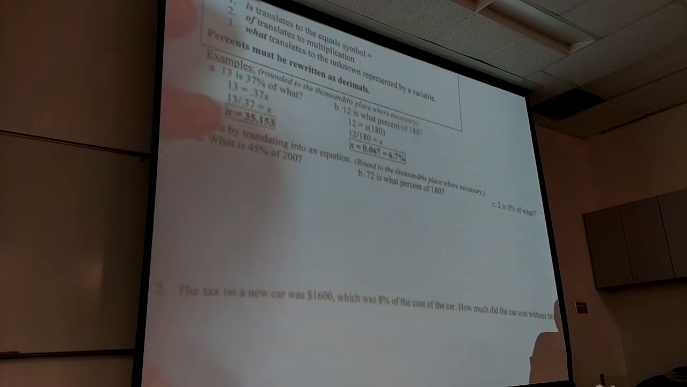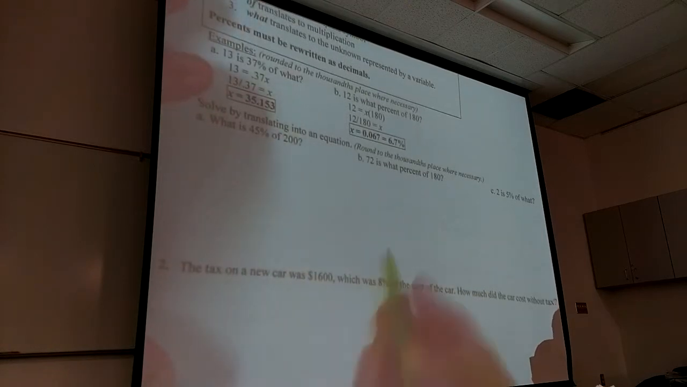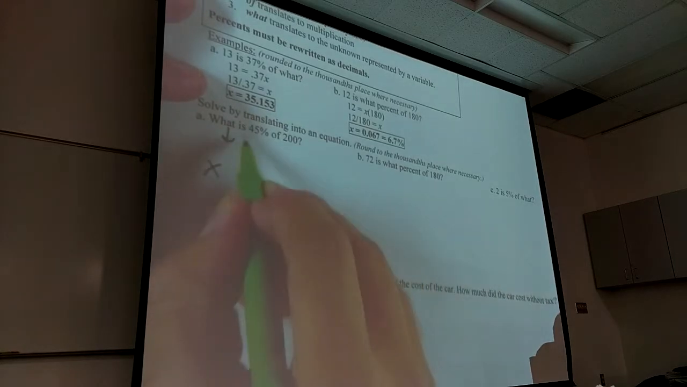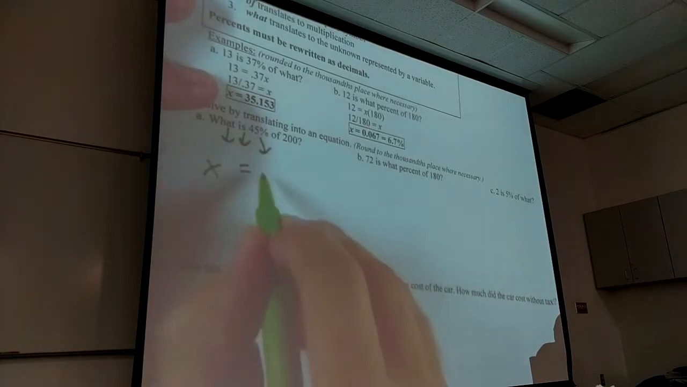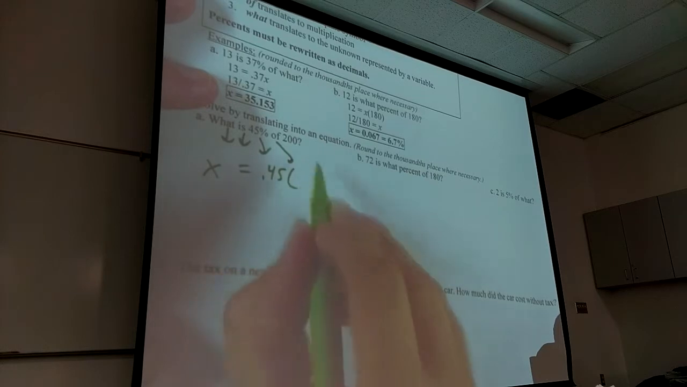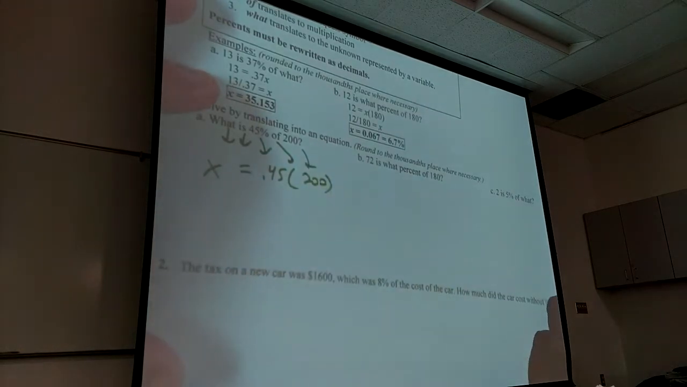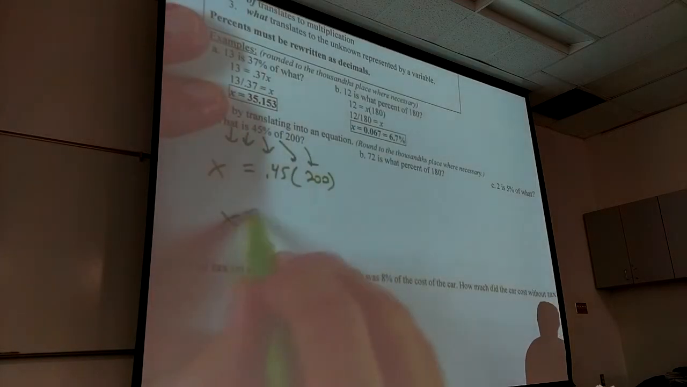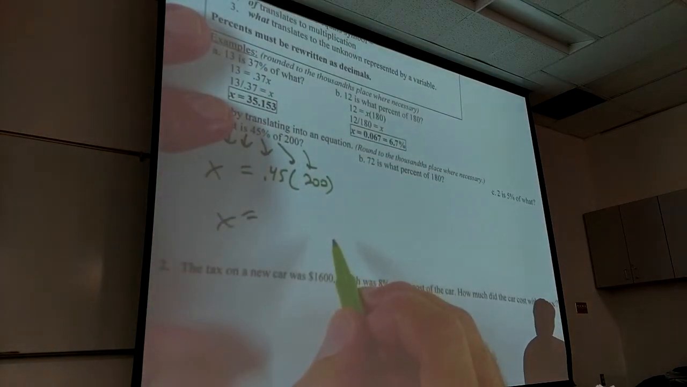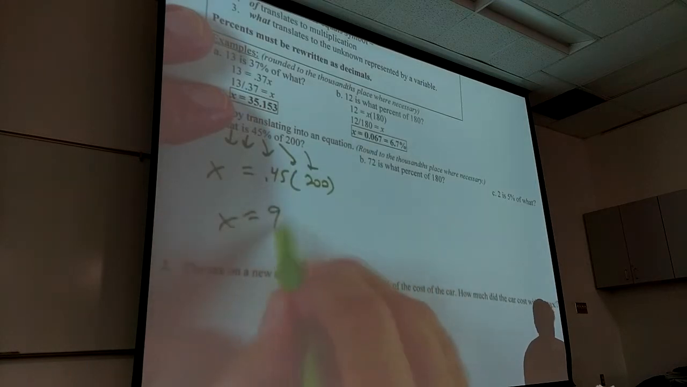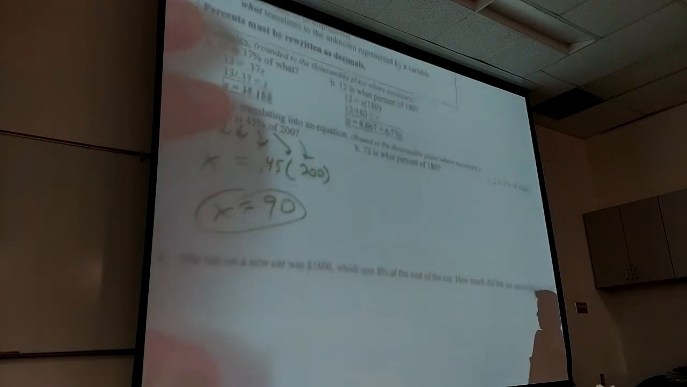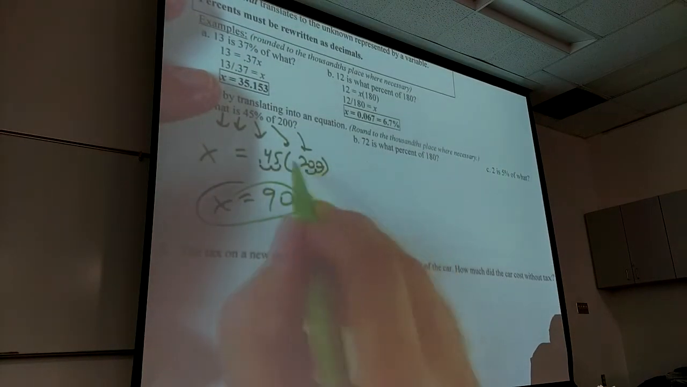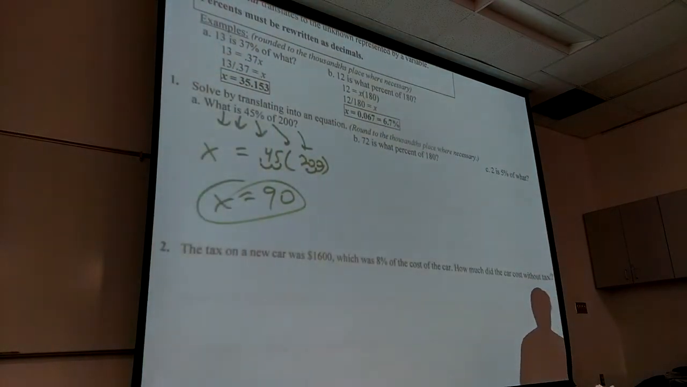I'm going to do these kind of quickly because I think I got around to most people on this. What is 45% of 200? It's just direct. It goes directly to an equation. So of course you get 90. Once, twice, twice 45 is 90.